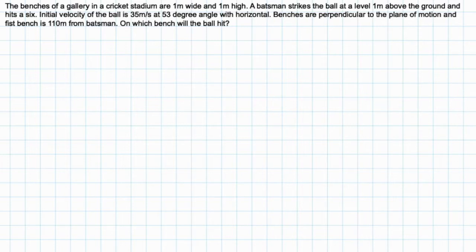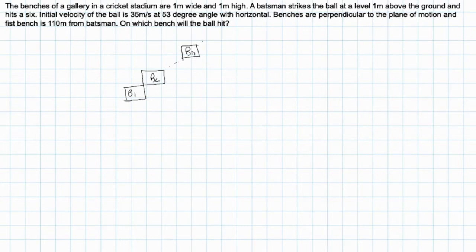It says, the benches of a gallery in a cricket stadium are 1 meter wide and 1 meter high. Okay, so let's say that these are the benches of the cricket stadium. This is bench 1, B1, this is B2, and similarly we have till Bn, and maybe more than that.